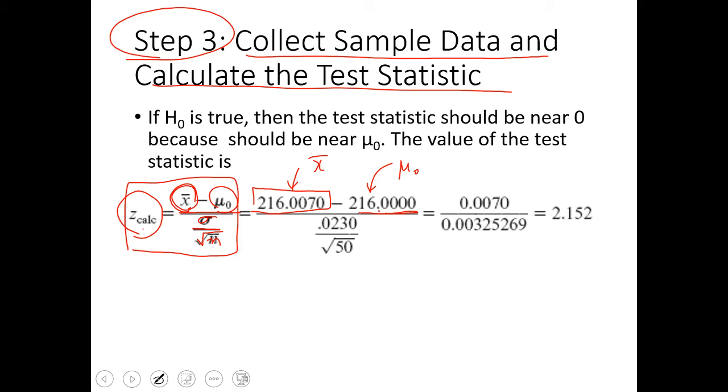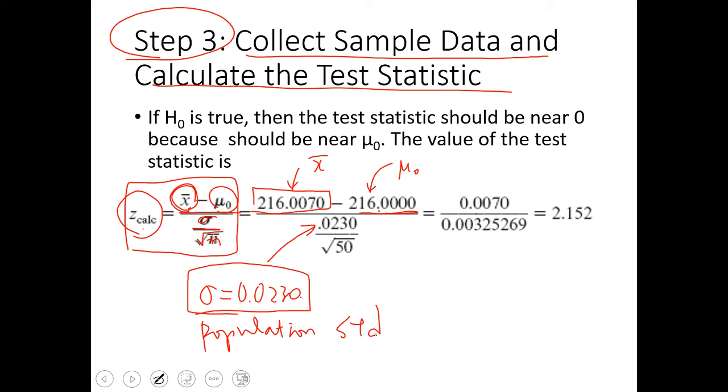It is our benchmark value, and the population standard deviation was given as 0.0230. This is sigma. Okay, and the number of samples is 50. So we collect these 50 samples and calculate this x bar using these 50 samples, and take the square root of n. After we calculate this equation, we obtain 2.152.